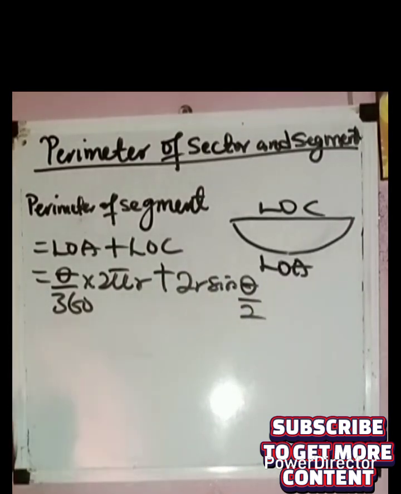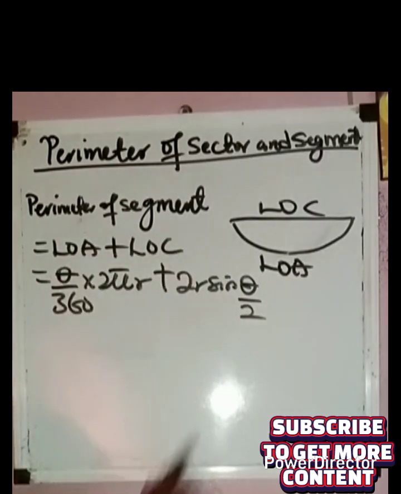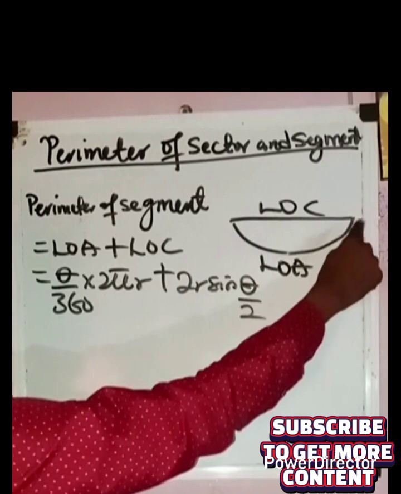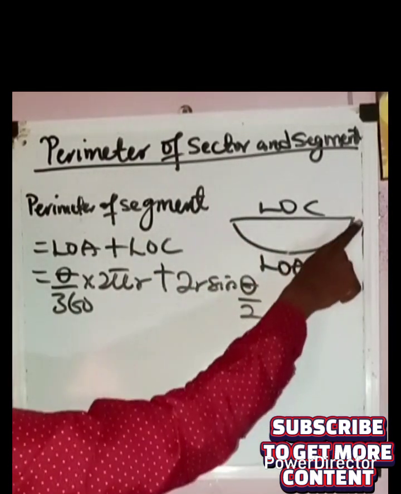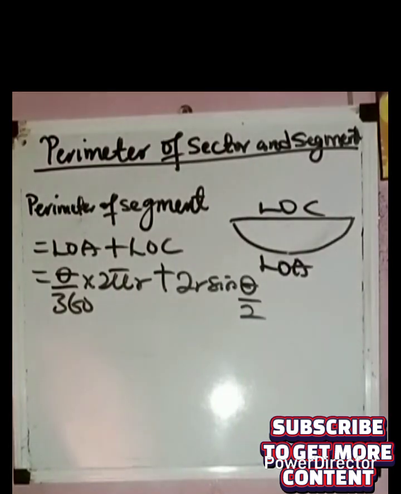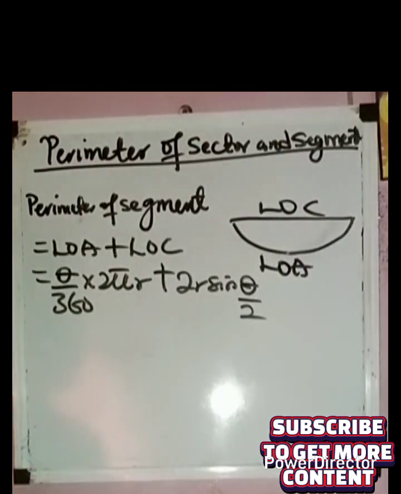So these are the formula for what? Perimeter of segment. Remember, we said perimeter means you add the length of the arc plus the length of the chord. Sum of the length of arc and length of chord gives us perimeter of segment.